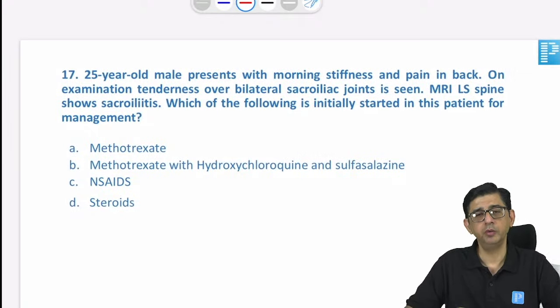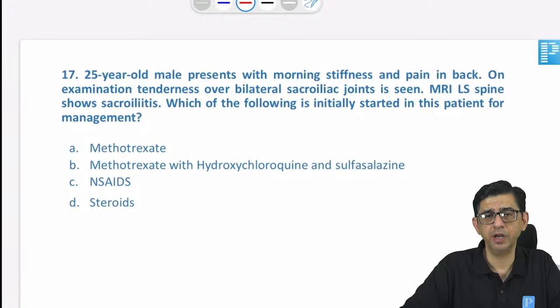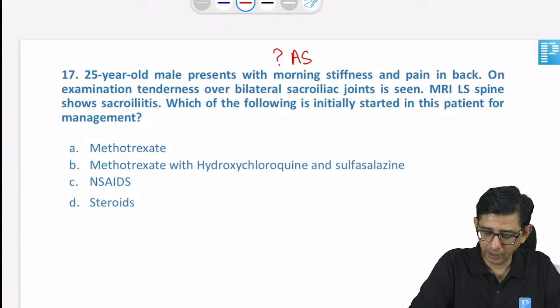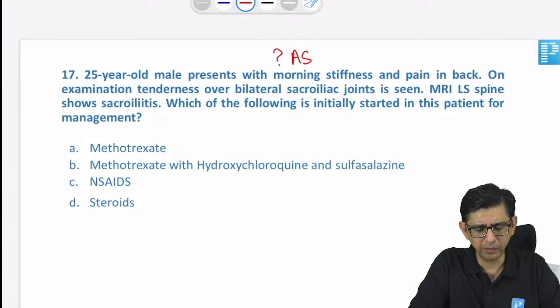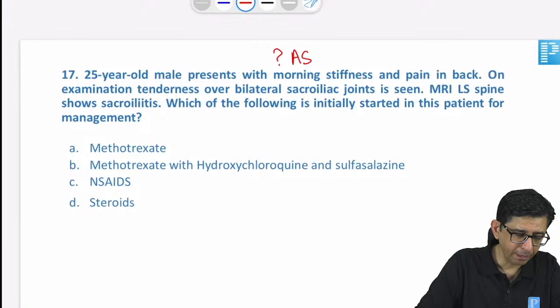This is a 25-year-old male. He's coming to me with morning stiffness and pain in the back. There's bilateral sacroiliitis present. So I'm thinking in terms of ankylosing spondylitis. And there is a very clear-cut sacroiliitis also described.